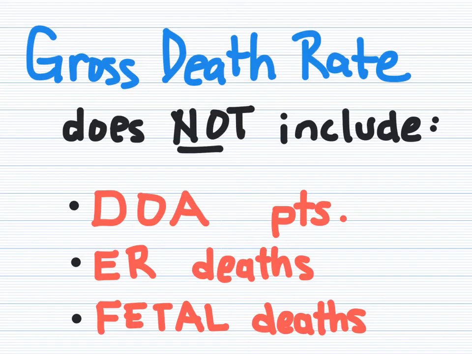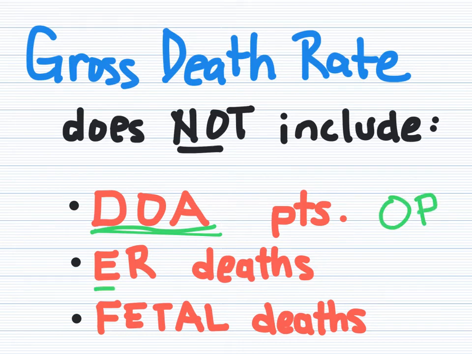Before beginning a calculation for the gross death rate, it's important to remember which items are not included. These include DOA patients, dead on arrival patients. Why are these not included in the gross death rate? It's because they were not admitted to the hospital. They were not technically inpatients. So remember, we're talking about inpatients when we're doing this calculation. Dead on arrival patients were never admitted, so they were considered outpatients.